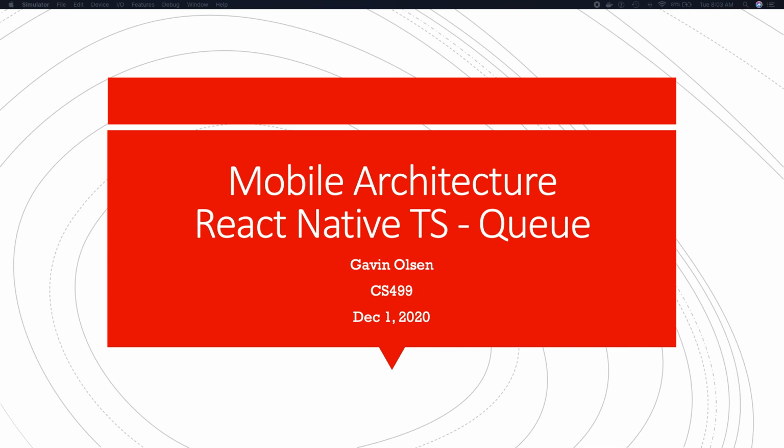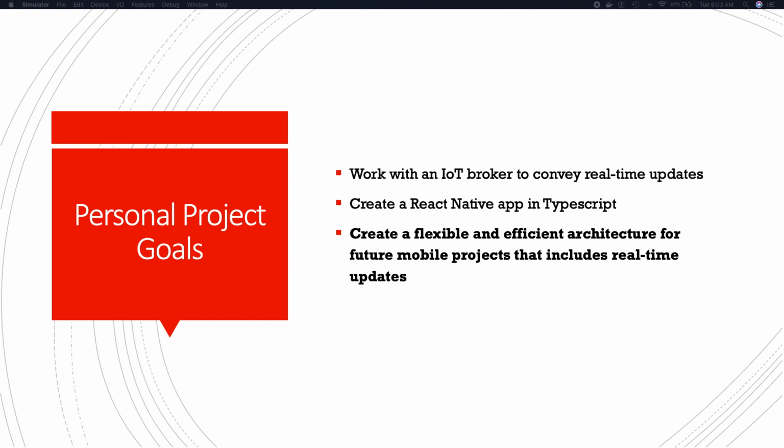My senior project was called Q, and it focused on mobile architecture in React Native TypeScript. My personal goals while I was working and developing this project were to create a mobile project with React Native TypeScript, create an app that included real-time updates, and figure out what type of architecture pattern would be most efficient and flexible for real-time data.